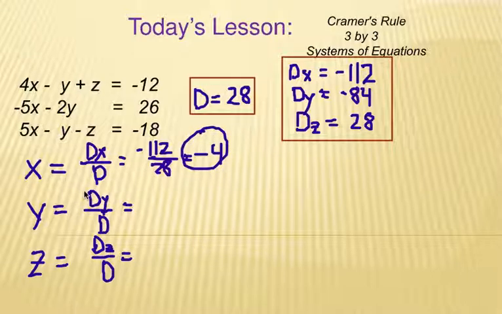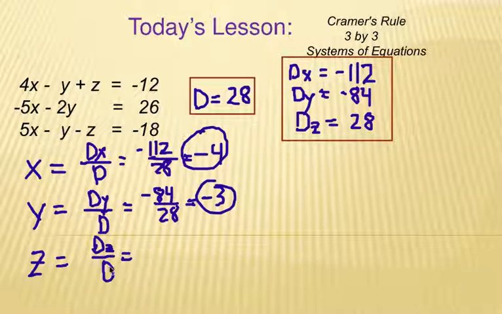All right. dy over d is negative 84 over 28, which is negative 3. And dz over d is 28 over 28, as you can see, and that would be positive 1.